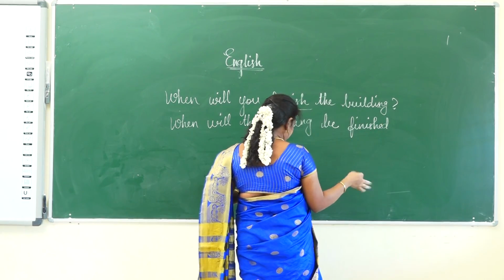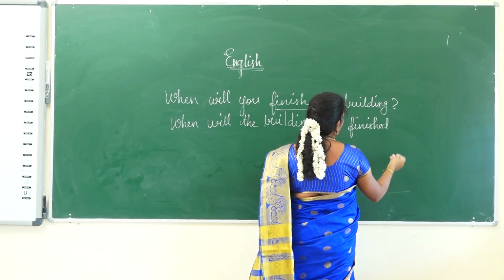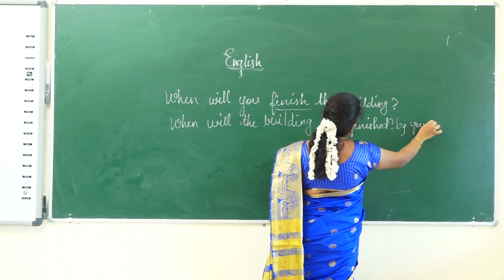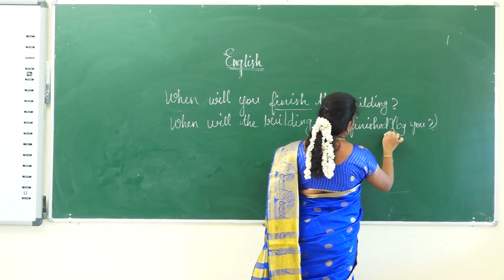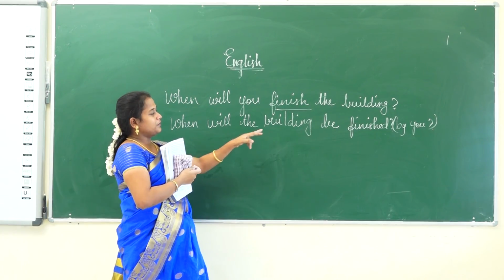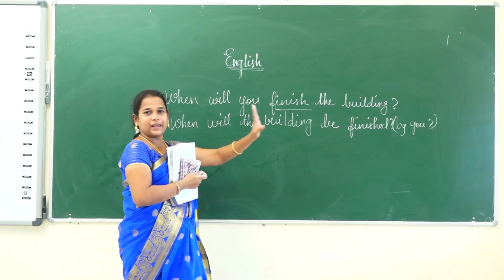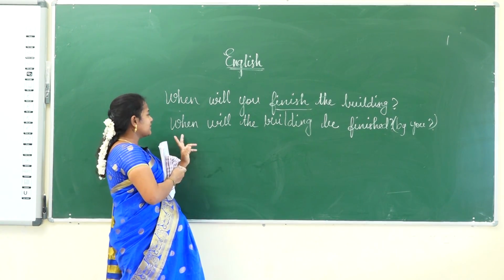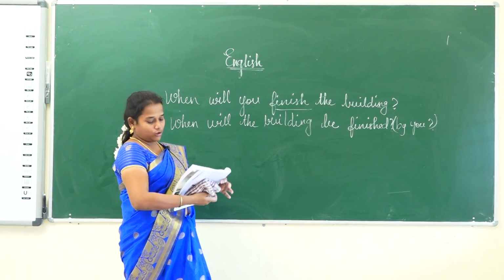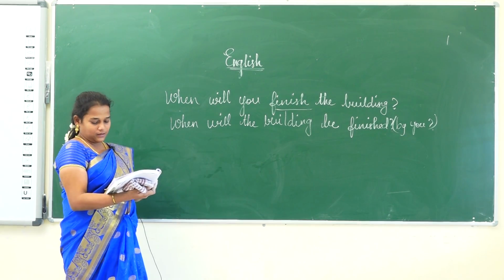We can stop here at finished, or we can use by you. This is optional, you can use both, we can add this, otherwise we can leave it. This is our option. When will the building be finished? We can stop there and put the question mark. Otherwise, when will the building be finished by you? Okay, both are right. There is nothing wrong.